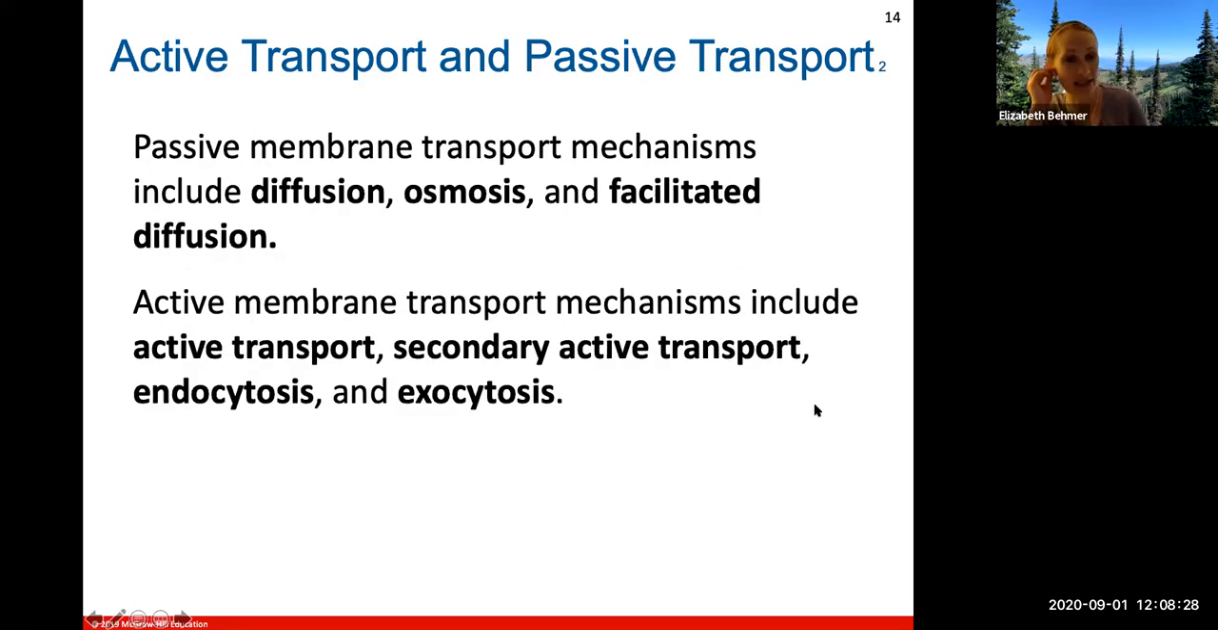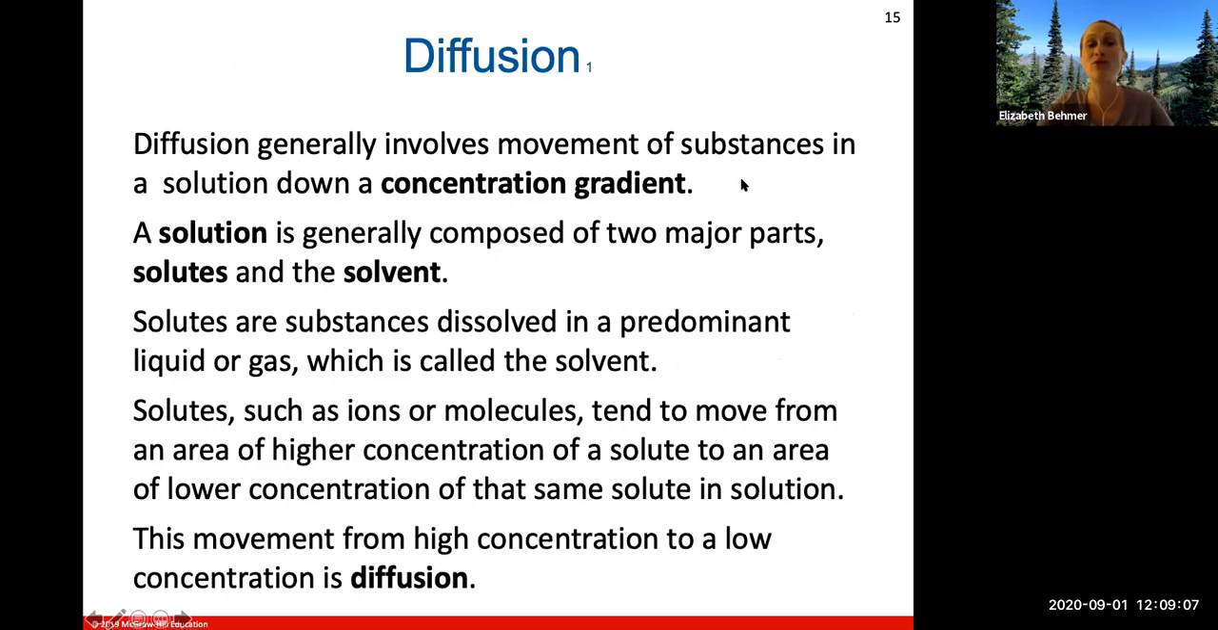Passive membrane transport mechanisms, which we'll go over, are diffusion, osmosis, and facilitated diffusion. Those three bolded terms do not require any energy. Active membrane transport mechanisms include active transport, secondary active transport, and endocytosis and exocytosis. So again, big picture, we're talking about actively and passively getting things into or out of the cell through the membrane. Passive mechanisms do not require energy. Active mechanisms do require energy. Then we'll go through some of the passive mechanisms first, and we'll talk about diffusion.